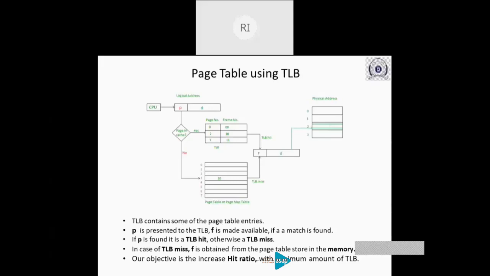If the particular frame number is obtained from the TLB, it is called a TLB hit. Otherwise, it is a TLB miss, just as a cache hit and cache miss.